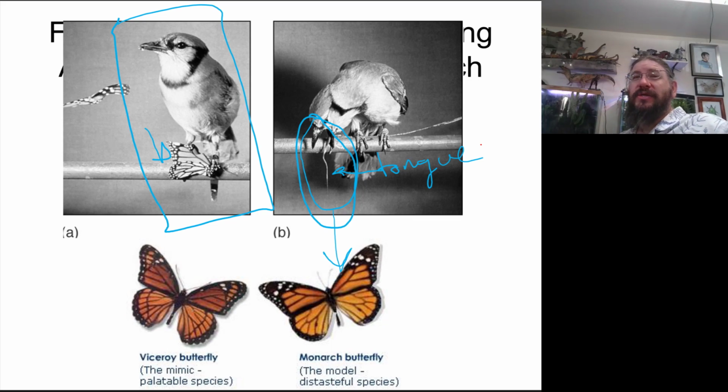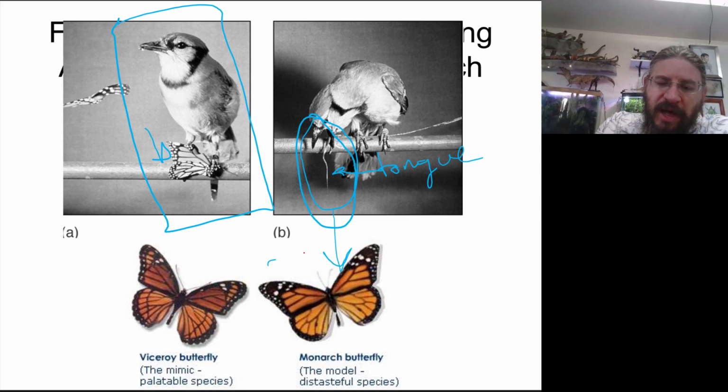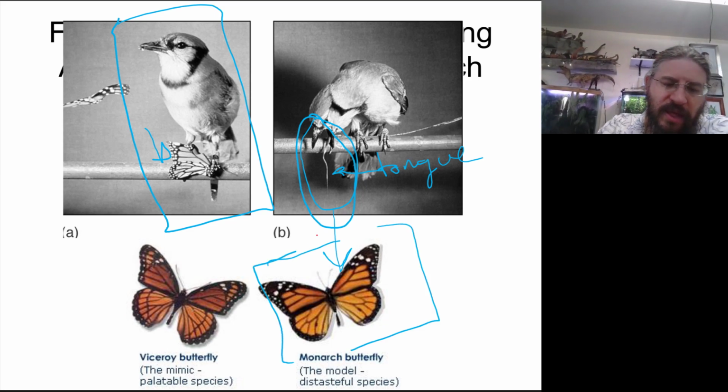Killing one predator sounds pretty effective, but if instead the predator kills the butterfly and then vomits, has a bad time, it won't eat that butterfly ever again. And being birds, that's information that can be relayed amongst birds. So they try it once and never again. So this is the monarch butterfly.